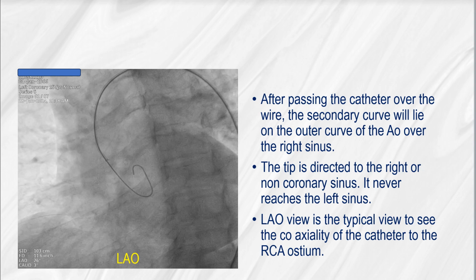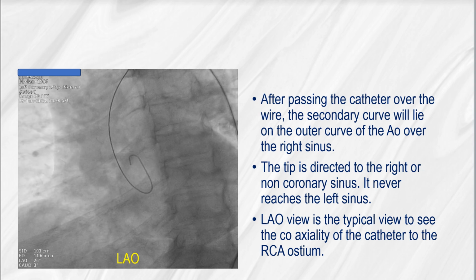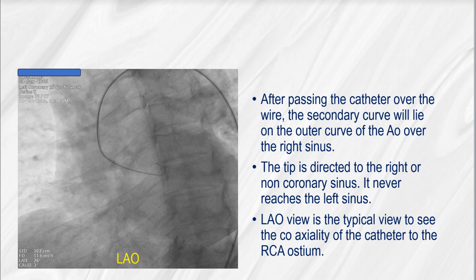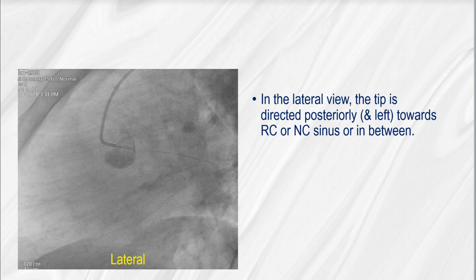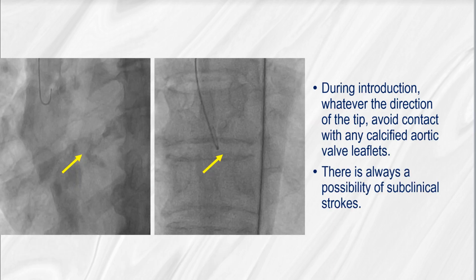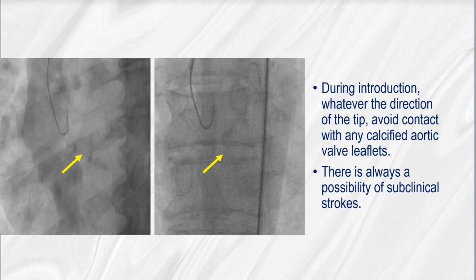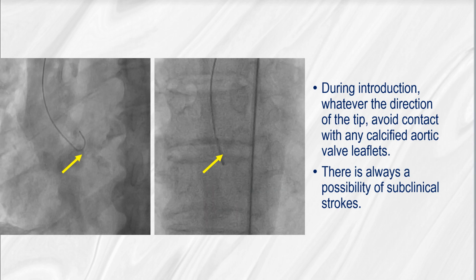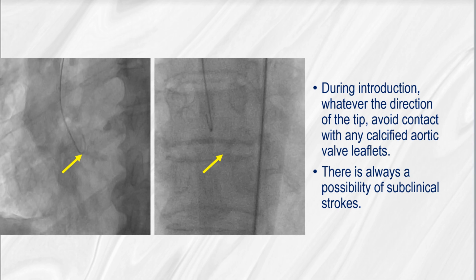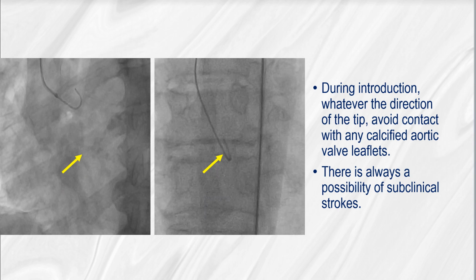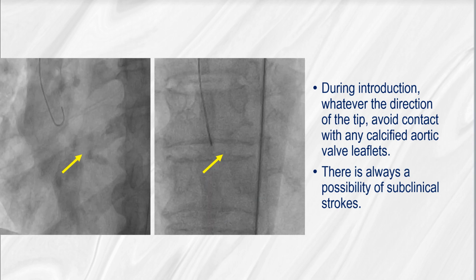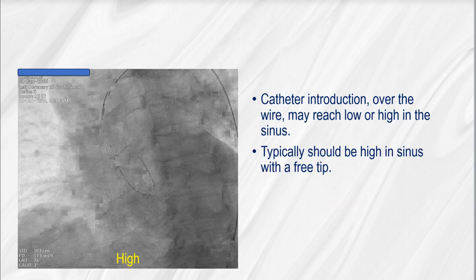LAO view is the typical view to see the coaxiality of the catheter to the RCA ostium. As seen in the lateral view, the tip is directed posteriorly and to the left, towards the right or non-coronary sinus, or in between. During introduction, whatever the direction of the tip, avoid contact with any calcified aortic valve leaflets. There is always a possibility of subclinical strokes.